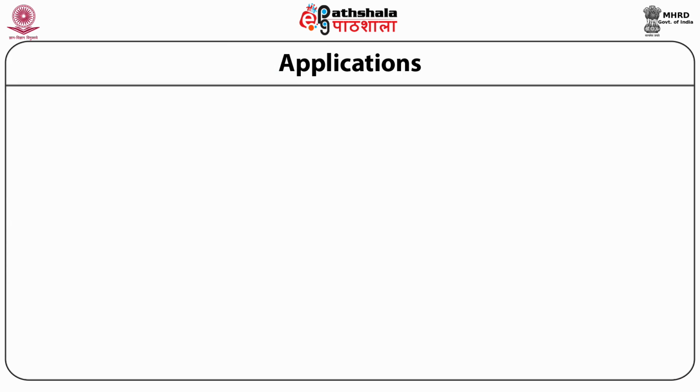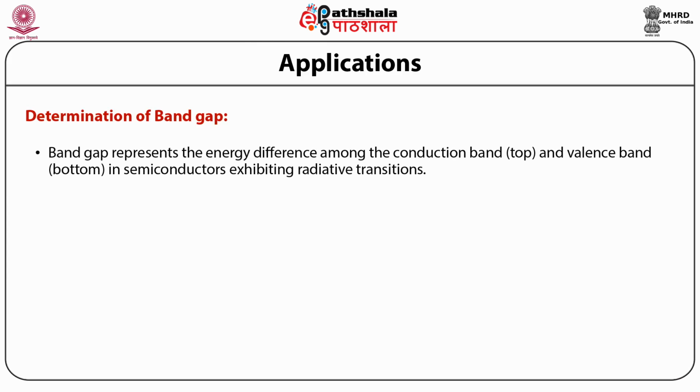We will now discuss the applications of photoluminescence. The first application is the determination of band gap. Band gap represents the energy difference between the conduction band, which is the top, and the valence band, which is the bottom, in semiconductors exhibiting radiative transitions.